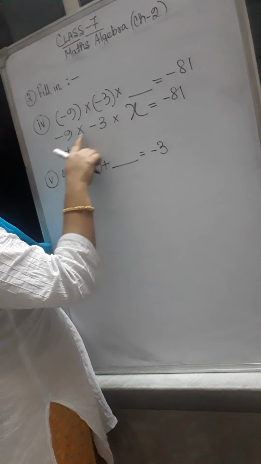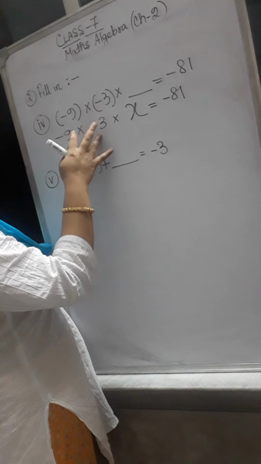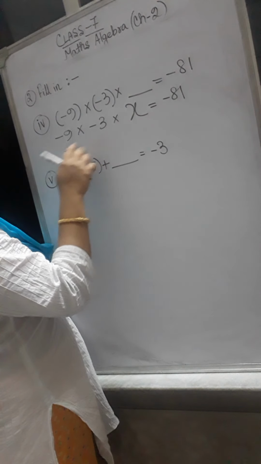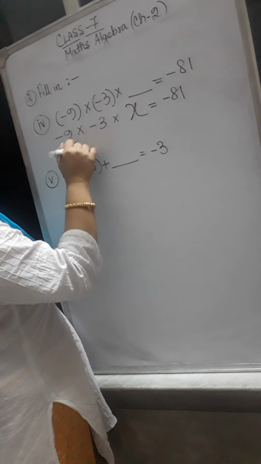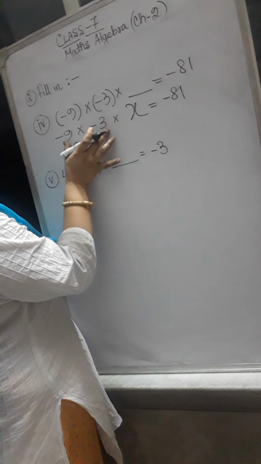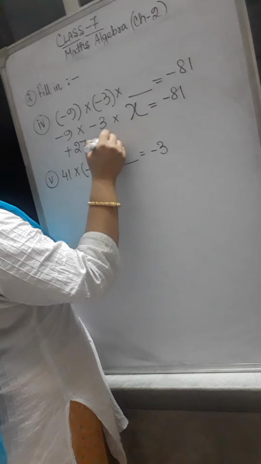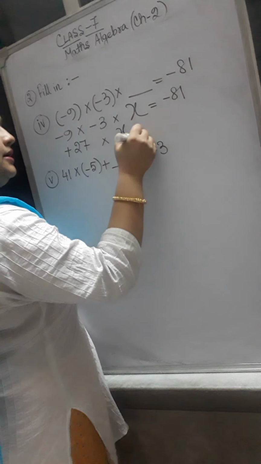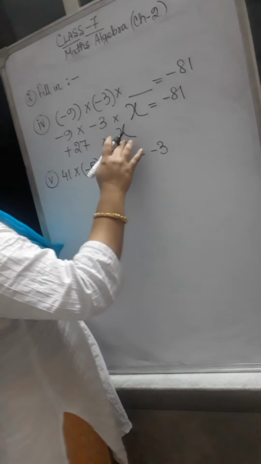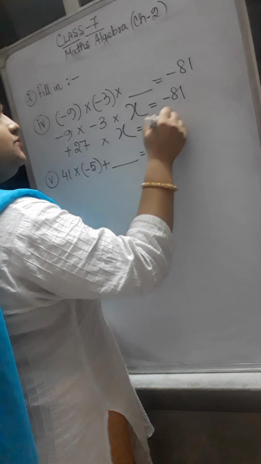Then you multiply the numbers. So first we multiply the sign and then we multiply the numbers. 9 3s are 27. So we have multiplied these two. What is remaining? Multiplied into x is remaining, which we have to find, equal to minus 81.